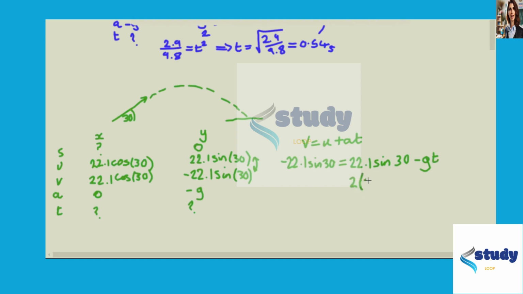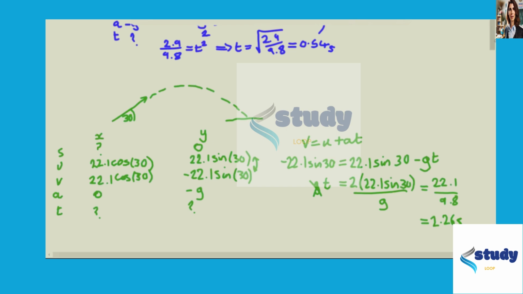2 multiplied by 22.1 sine 30. And that is equal to gt, but of course we can take the g from this side and divide the second side by that. And another thing to note is that sine 30 is a half, which will cancel with this 2 out the front. So actually, we just have 22.1 divided by 9.8. And the answer there is simply 2.26 seconds.